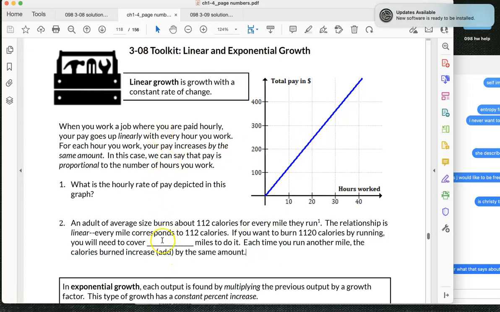So these are both examples of linear growth, but now we're going to show you that exponential growth is a little different. In exponential growth, each output is found by multiplying the previous output by a growth factor. This type of growth has a constant percent increase. So we learned about percent increase in the previous lesson, and now we are looking at what if you grow by the same percent over and over and over again.